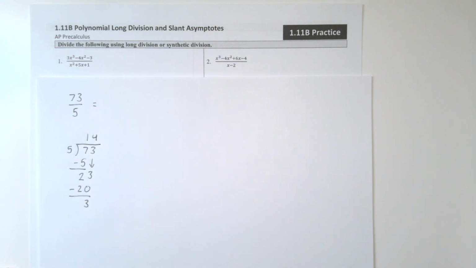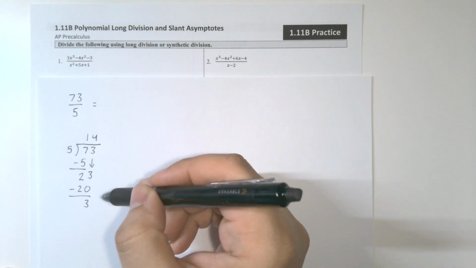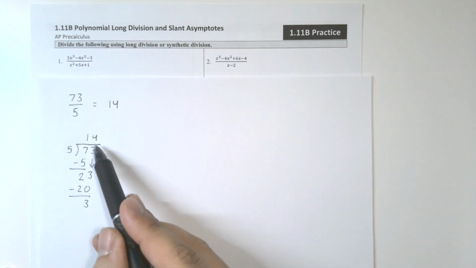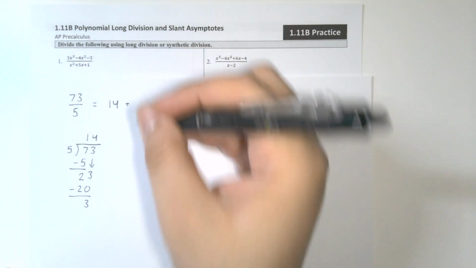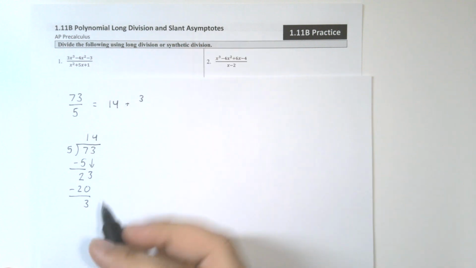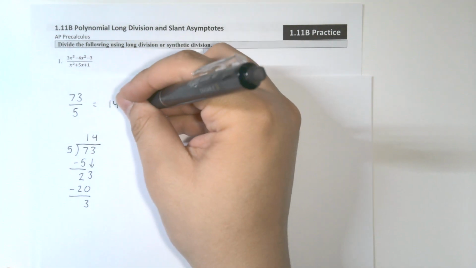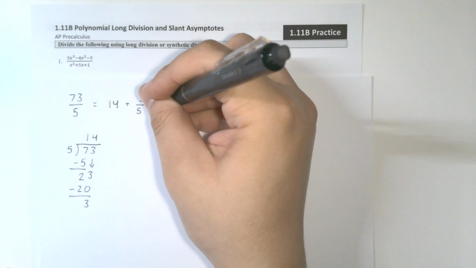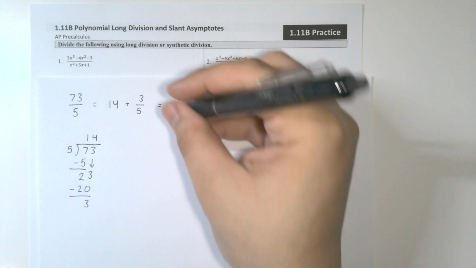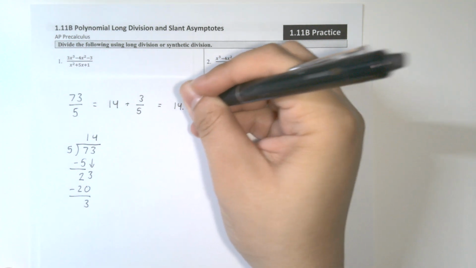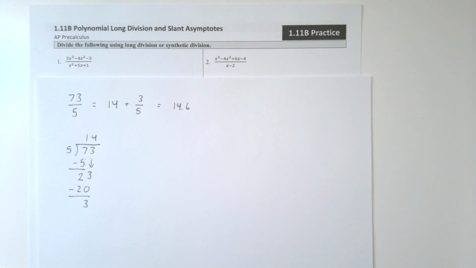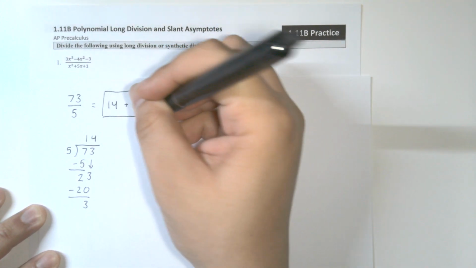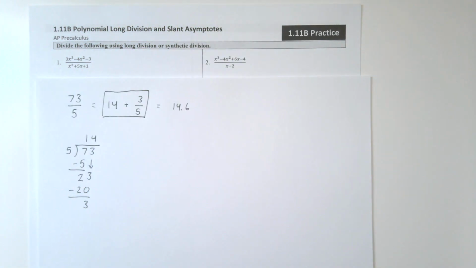And since I don't have any more numbers to bring down, I would say that our answer is 14 plus our remainder, 3, divided by 5. So if you know how to represent this as a decimal, this would just be 14.6. But I'm going to encourage us to leave it in this form because that's the form that we're effectively going to leave it when we're doing polynomial long division.